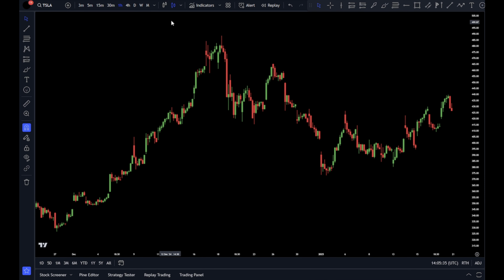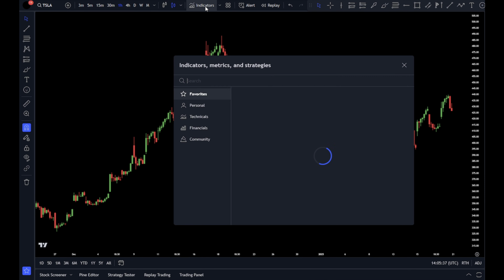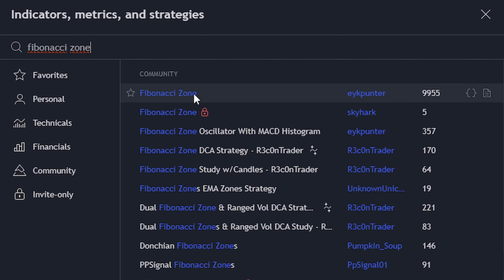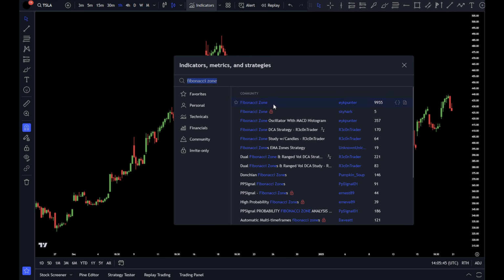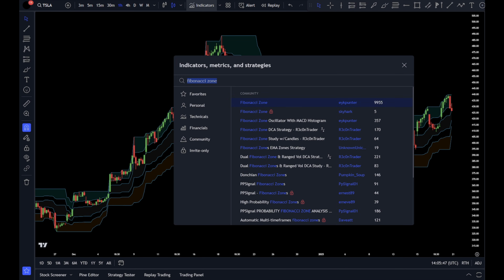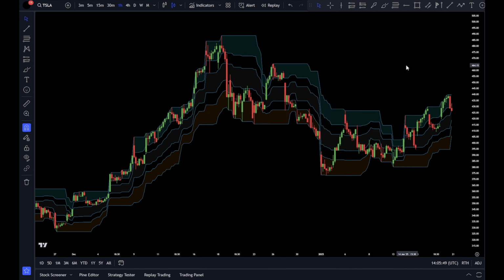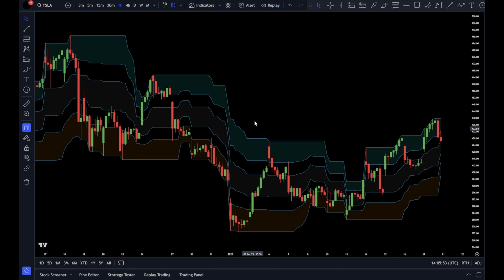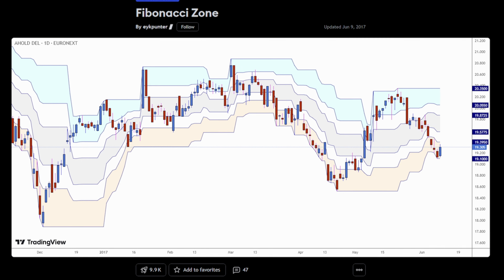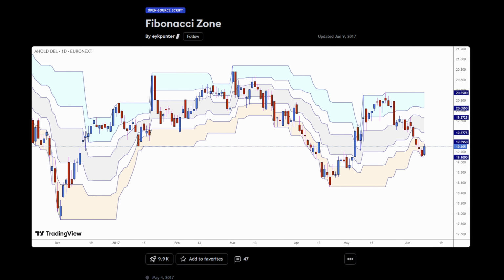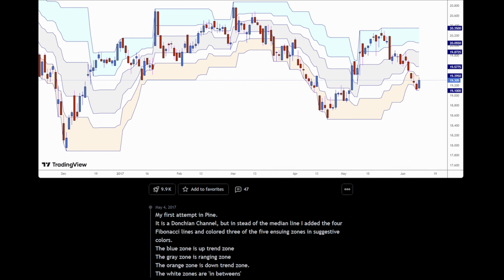Now, to add the first indicator to your chart, click on Indicators and search Fibonacci Zone by Ike Punter, and click it to apply it on the chart. Once loaded, you'll notice an indicator attached to the chart that looks similar to Donchian channels, but incorporates Fibonacci levels for enhanced precision. The Fibonacci zone indicator transforms the traditional Donchian channel by adding a unique Fibonacci twist.